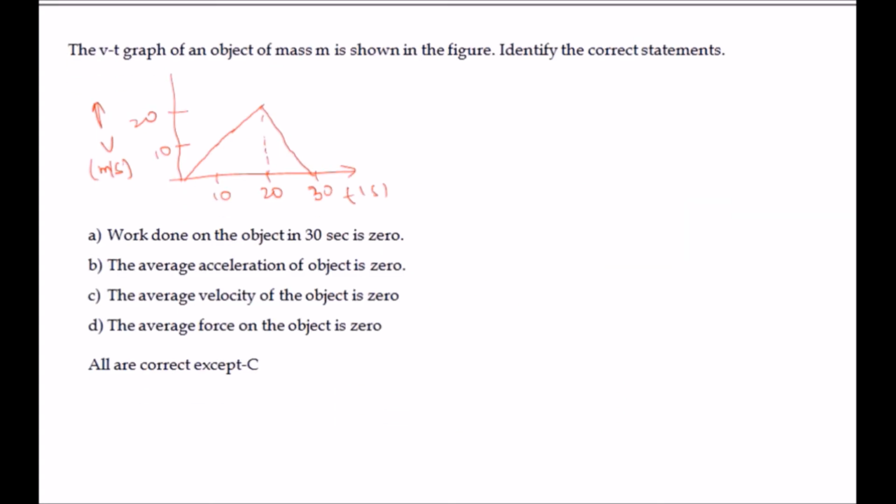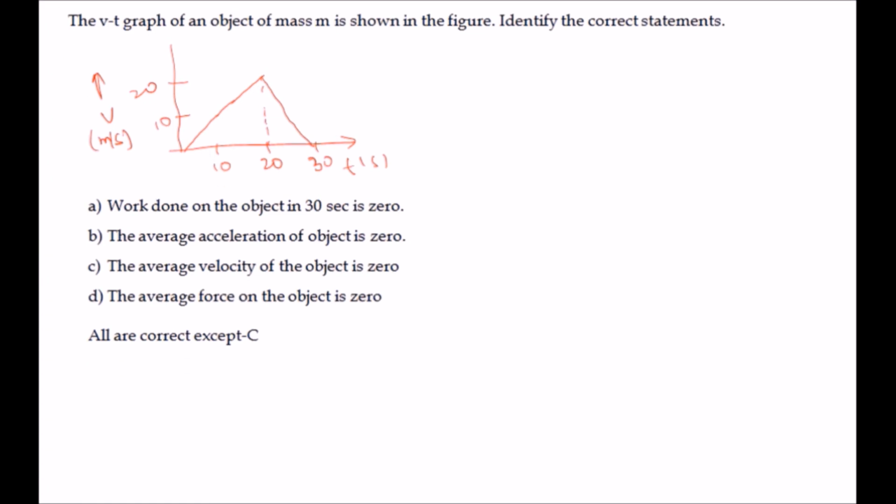The second problem is also a very good problem, which gives you an idea about the work energy theorem in even more detail. The v-t graph of an object of mass m is shown in this figure. You have to identify the correct statement. If you see this figure, the velocity increases from 0 to 20 meter per second for the time period 0 to 20 seconds, and from 20 to 30 seconds the velocity decreases to 0. So the first statement is: the work done on the object in 30 seconds is 0.